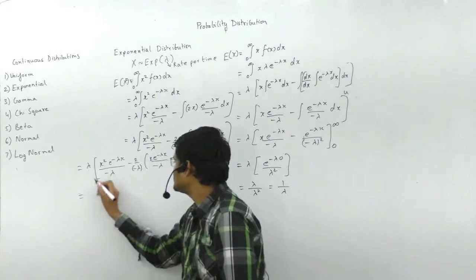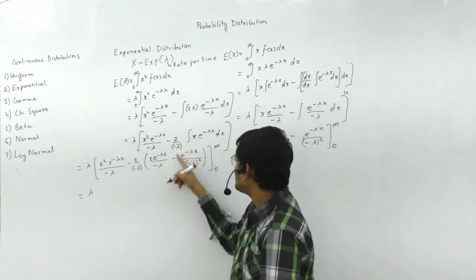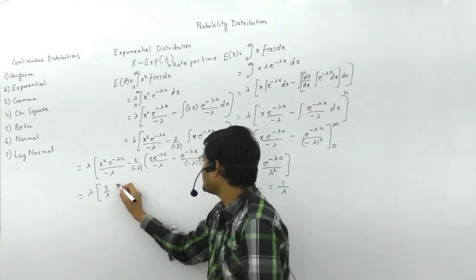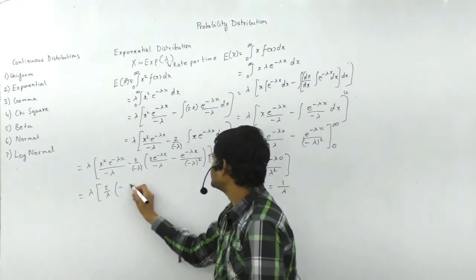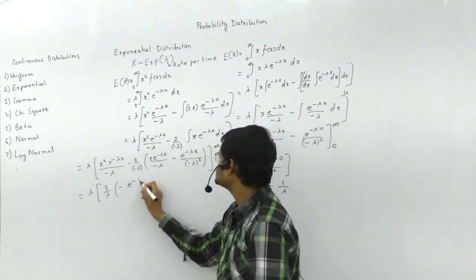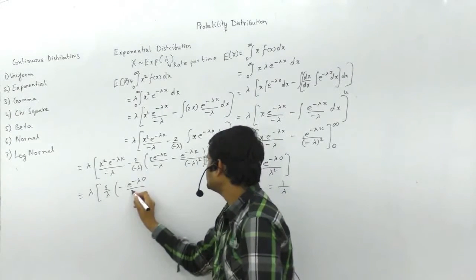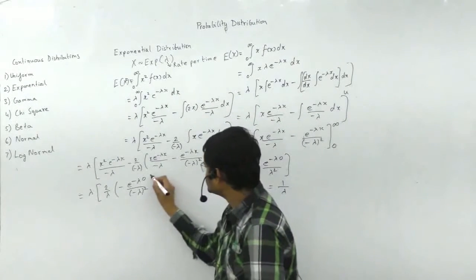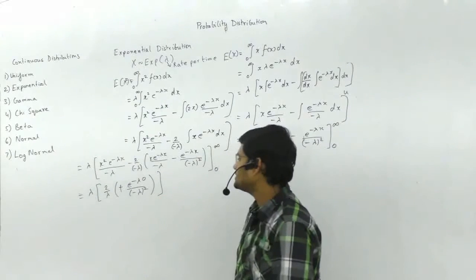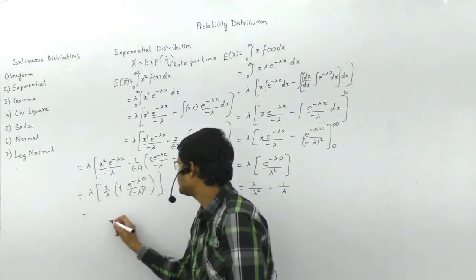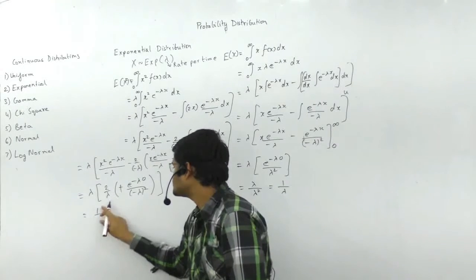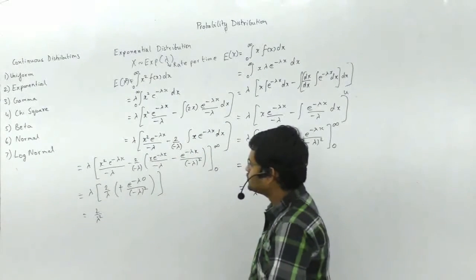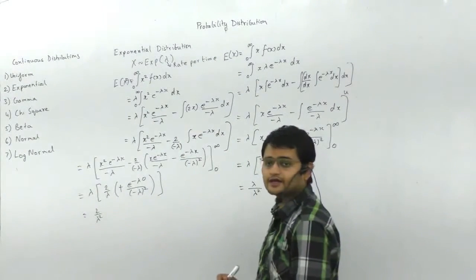So we are left with first lambda here, then only this term, but this will be multiplied. So I can say 2 by lambda, and then we are left with minus e raised to minus lambda 0 upon minus lambda square. But just because this was the lower limit, this term is going to be negative and I get a positive value. And we get 2 by lambda square. So we get 2 by lambda square, that is nothing but the expected value of x square.